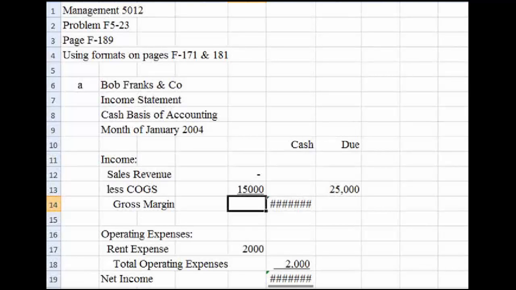The fourth transaction sold merchandise that cost $12,000 for $18,000 to a customer in January and received the cash on that date. Since this is a cash basis statement, the fact that the merchandise cost $12,000 is irrelevant and doesn't belong anywhere on the schedule. But the $18,000 for the sale goes on the sales revenue line.